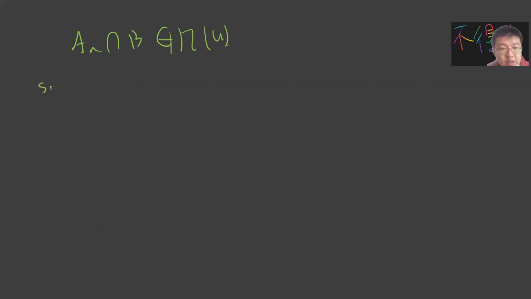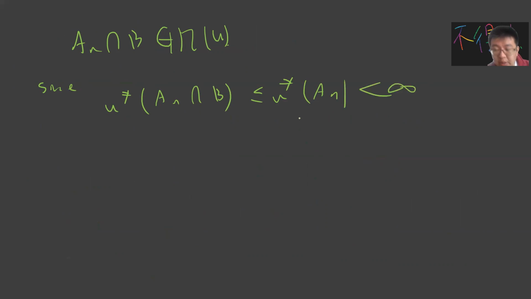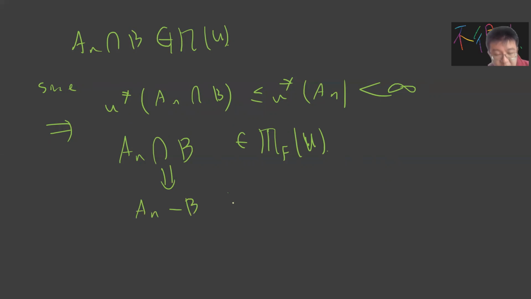Okay, and since now mu star of A_n intersection B is less than or equal to mu star of A_n, right? So mu star of A_n is finite mu measurable, so it's less than infinity. Which tells you that A_n intersection B belongs to finitely mu measurable. So this means A_n minus B belongs to finitely mu measurable.